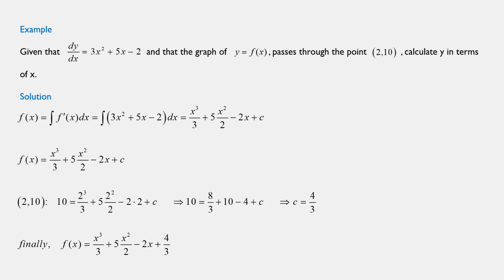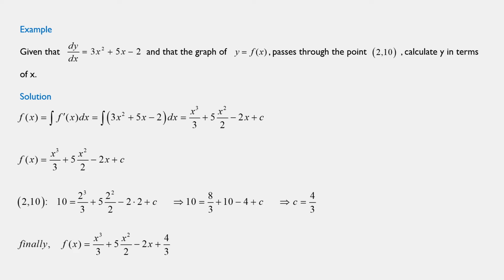In our case, f of x will be equal to the indefinite integral of 3x squared plus 5x minus 2 dx. If we apply appropriately the integration techniques we already know for the polynomials, we will find that f of x is equal to x cubed over 3 plus 5 times x squared over 2 minus 2x plus c. So, how exactly will we find that constant value c?